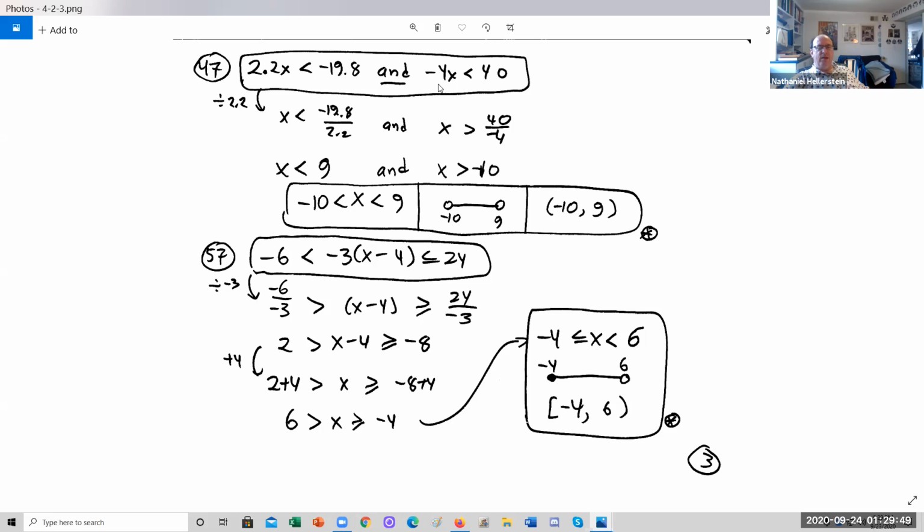And for negative 4x less than 40, we divide both sides by negative 4. That reverses the inequality from a less than to a greater than. X is greater than 40 over negative 4, so x is greater than negative 10. X is less than negative 9, and x is greater than negative 10, so x is between negative 10 and negative 9. So it's this open interval between negative 10 and negative 9, denoted round bracket negative 10 to negative 9 round bracket.